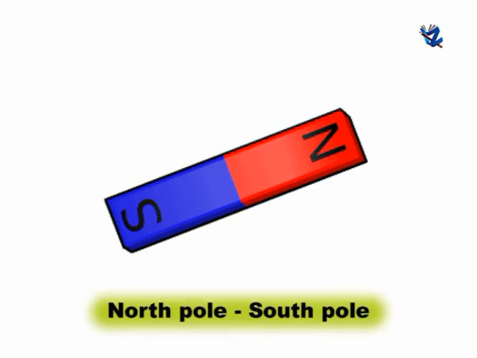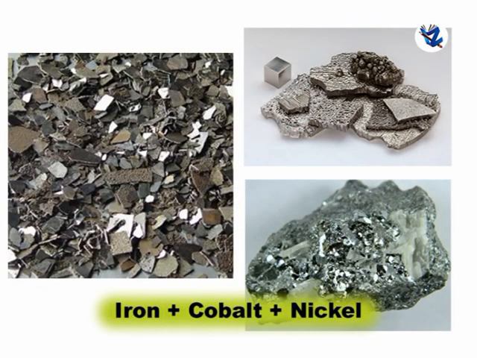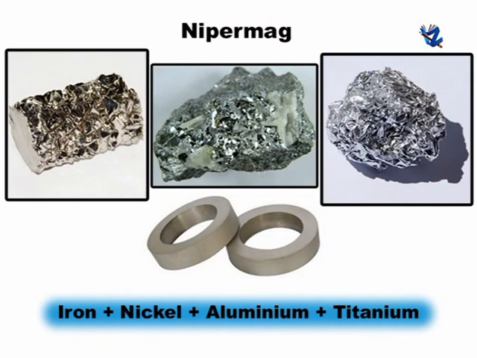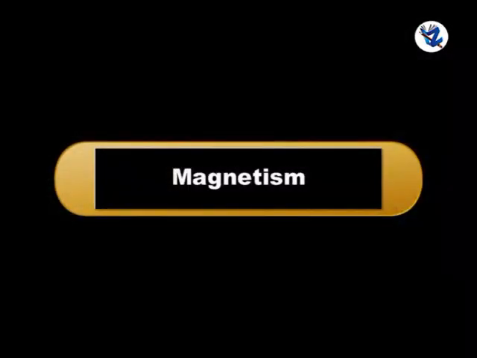North pole, south pole. So magnets are made from alloys of iron, cobalt and nickel. Nipermag, an alloy of iron, nickel, aluminium and titanium, is used to make magnets. We know that alnico is a magnetic alloy of aluminium, nickel and cobalt. So now we'll see about magnetism.